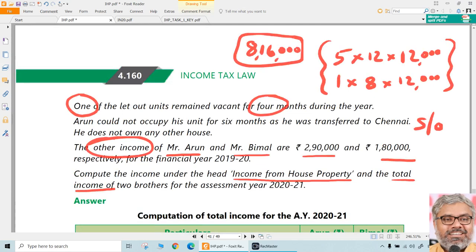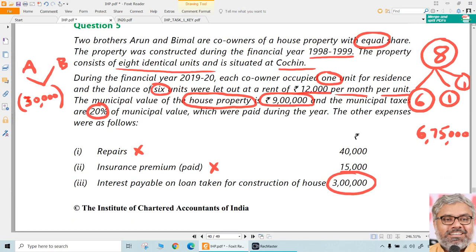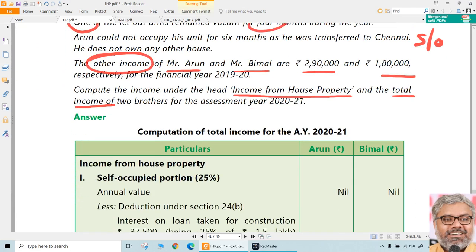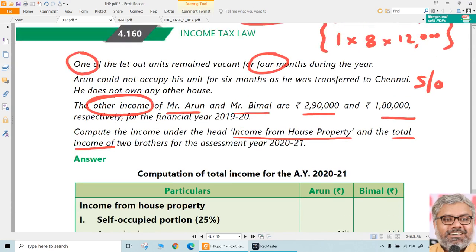But what is the actual rent received or receivable? Already we calculated 8 lakhs 16,000. So what will be gross annual value? Whichever is higher naturally. So 8 lakhs 16,000 itself will become gross annual value for the let out portion, combined thing.